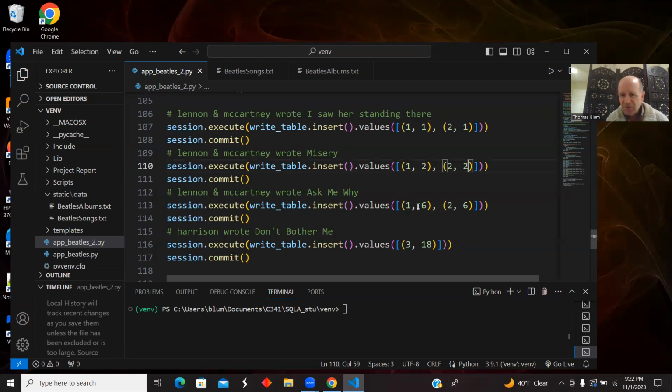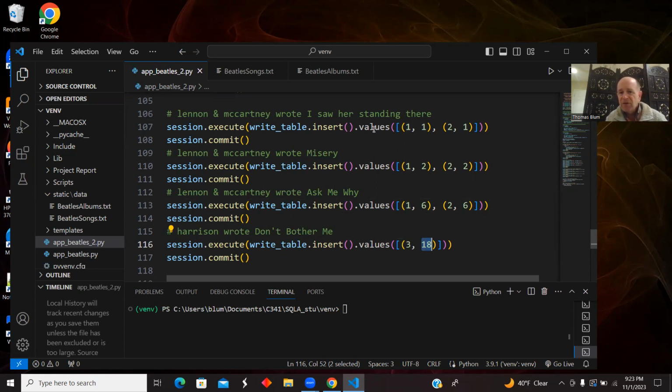So I skipped over to 6. I don't know why. I guess, do I like that song? I don't know. John and Paul wrote the 6th song, Ask Me Why. And then here's one for George. George is artist number 3, and George wrote song 18.